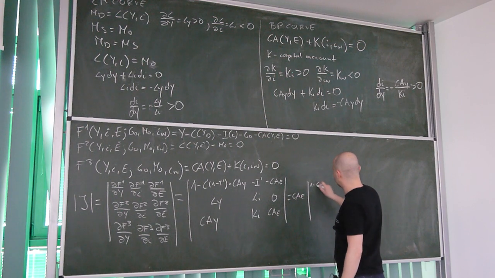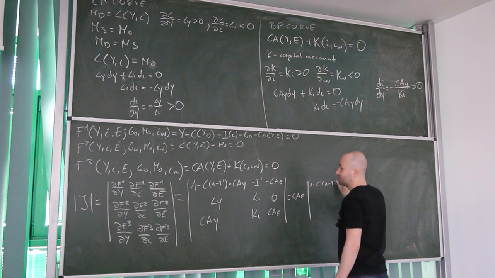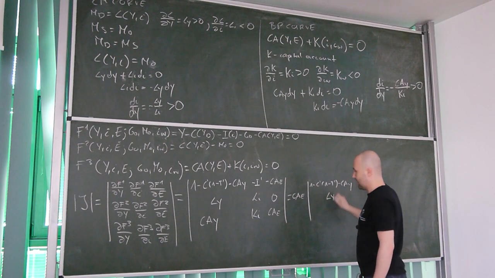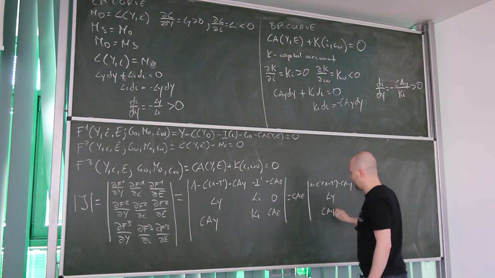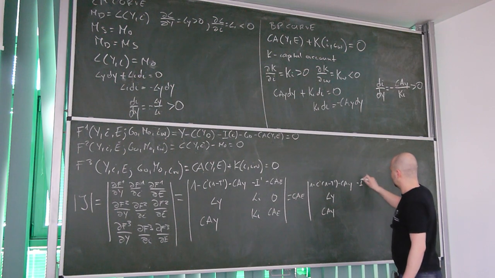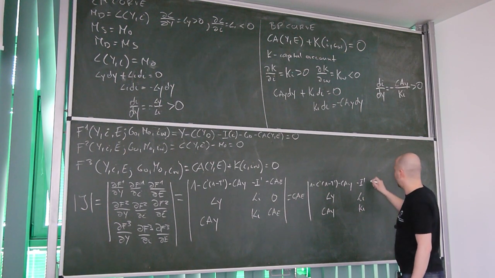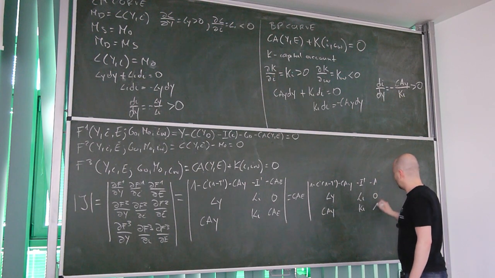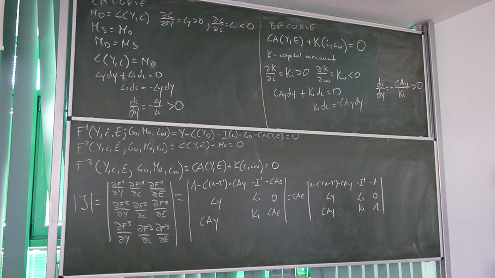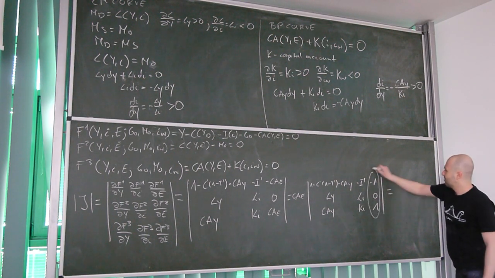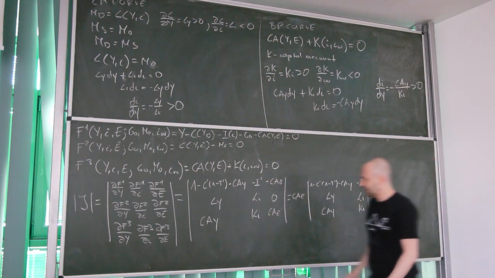Then we get 1 minus C prime, 1 minus T prime, minus CAY, LY, CAY, minus I prime, LI, KI, negative 1, 0, 1. Now, the best way to solve it is with the Laplace expansion. I'm going to choose the last column because it's the easiest.